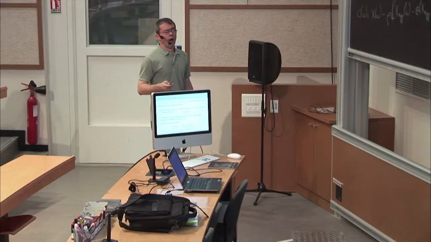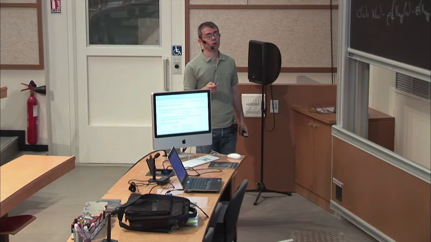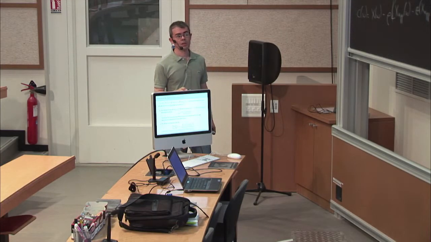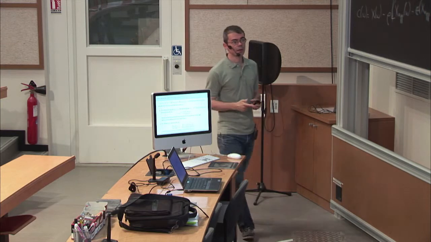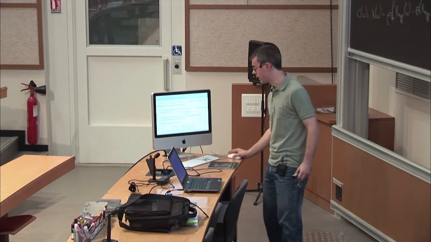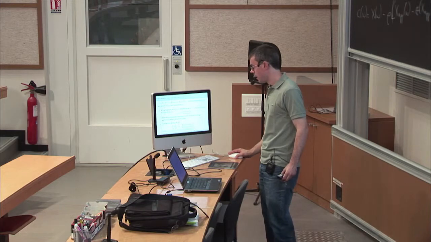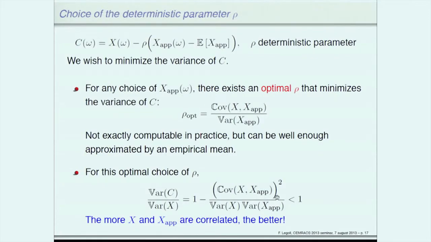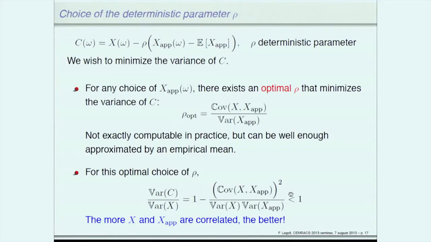For this optimal choice of rho, I can compute the gain, which is the ratio of the variance of C divided by the variance of X. It is smaller than 1, and it is much smaller than 1 if the correlation between X and X approximate is large. So if I have a reduced model which is very much related to the model X I started with, the more correlation there is, the better.